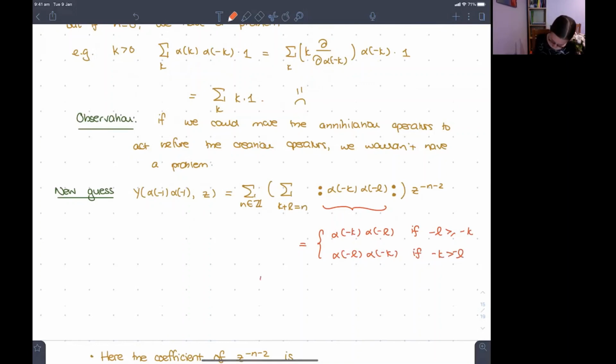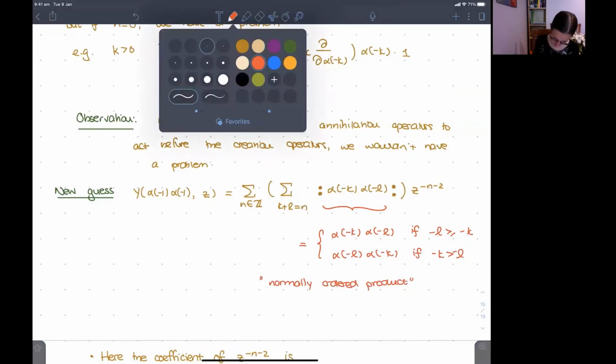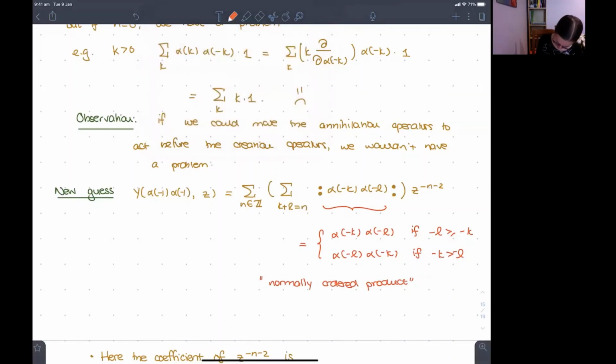And this is called the normally ordered product. And it is not a very natural thing to do. It's not associative in general. It's not commutative in general, but it works. And we also adapt that notation over here. When I take the normally ordered product of all the coefficients, then I also say that I've taken the normally ordered product of the fields, of the sums.